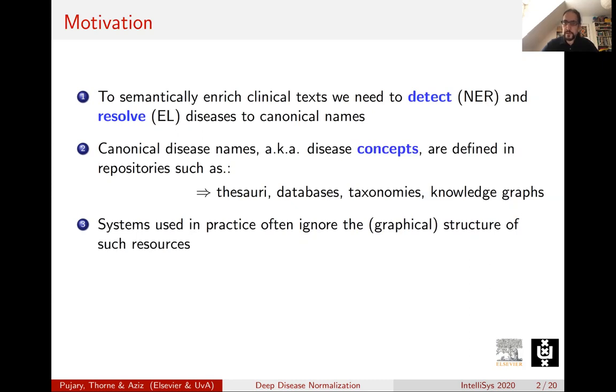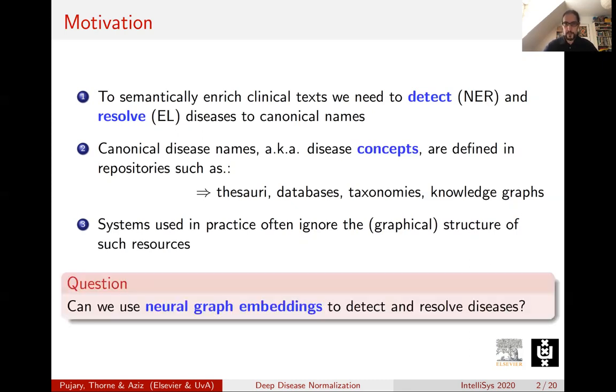Current systems for entity linking in practice often ignore the graphical structure of such resources. Thesauri and taxonomies have in particular a tree structure, with narrower and broader than relationships between concepts, and knowledge graphs an even richer one. So the question we tried to ask was whether we could leverage that structure to improve on entity linking using a new class of neural embeddings known as graph embeddings.